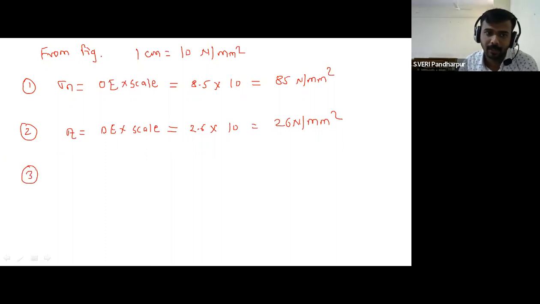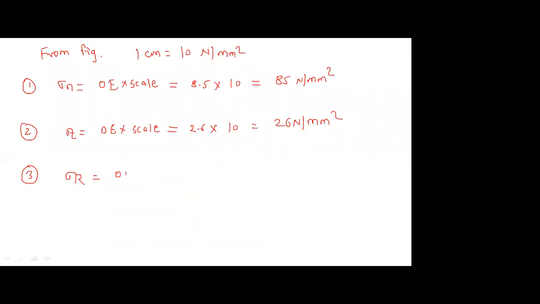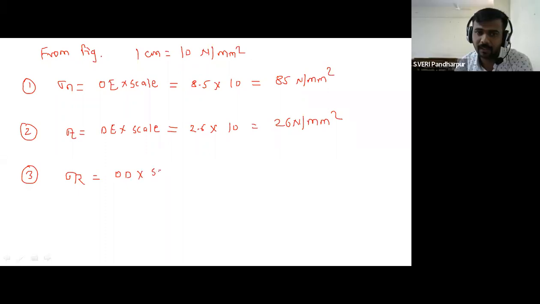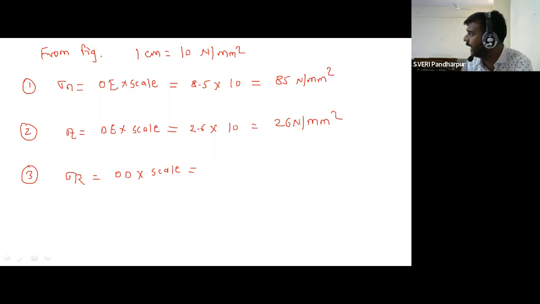Then the third one, sigma r, which distance? Sigma r साठी कुठलं distance measure करायचे? OD. So OD into scale. How much distance is there? OD 8.9. Okay, 8.8, 8.9. Any other answer? 8.7. Yet 9.